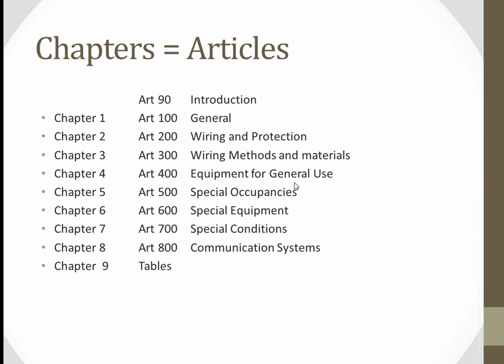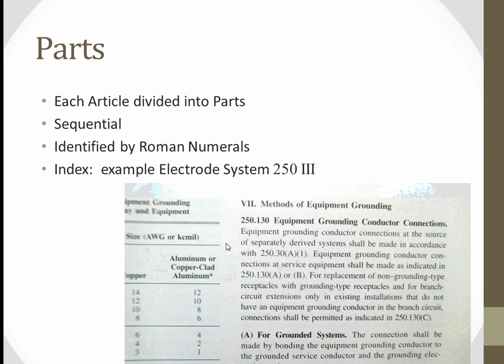This is the example of how the articles are arranged. We don't call them chapters, we call them articles, and this describes the topics of each of the articles. So the articles are divided into parts, and the parts are in sequential order, identified again by Roman numerals. The index will refer to a topic, such as the electrode system, by giving its article number 250, followed by a part number. In this case, it's part 3. So in this other example, you have part 7 identified here in article 250.